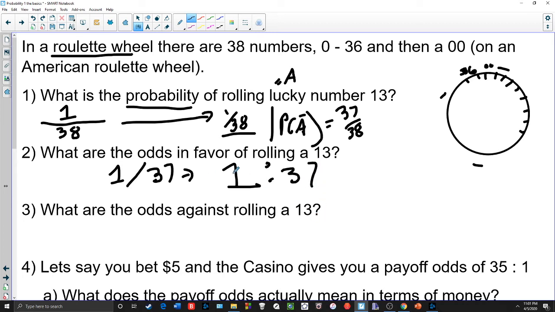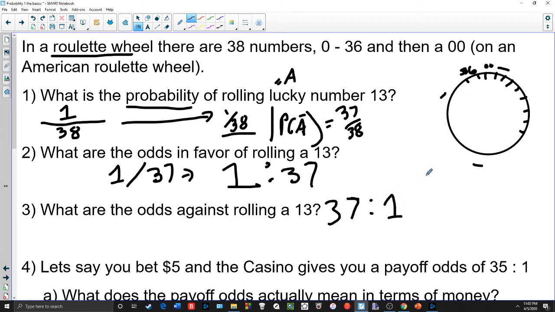This is what people usually call a 1 in 37 chance, although it's not quite the same, even though people misuse that lingo when they're talking about odds. But the odds in favor of you rolling a 13 are 1 to 37. The odds against would just be the flip form, right? 37 numbers we don't want compared to the one number we do.